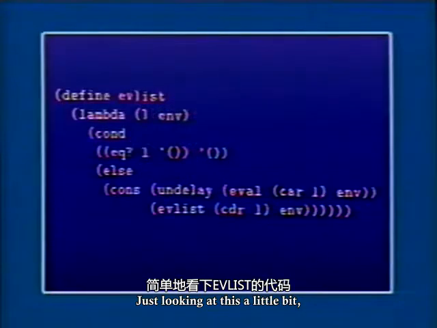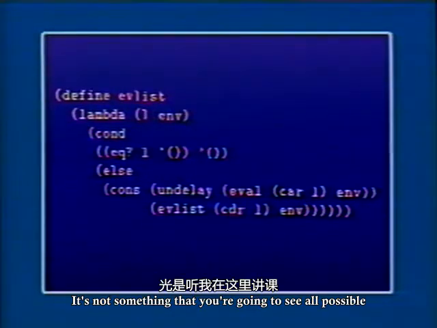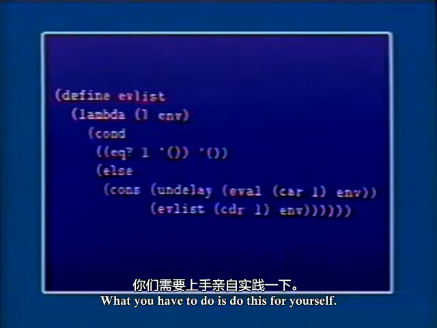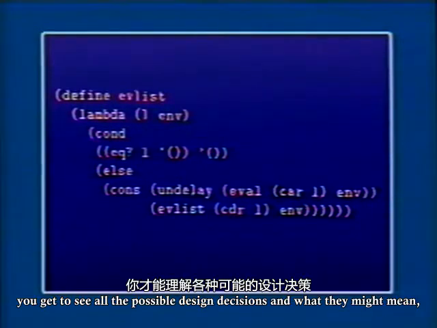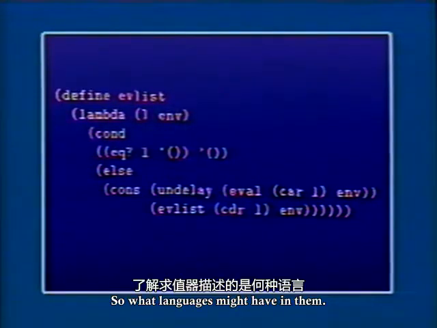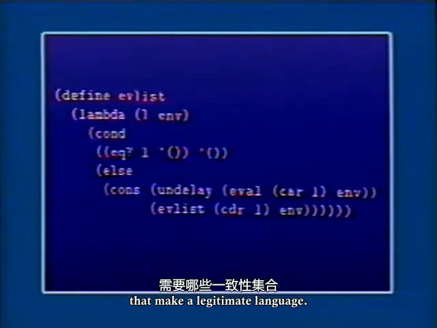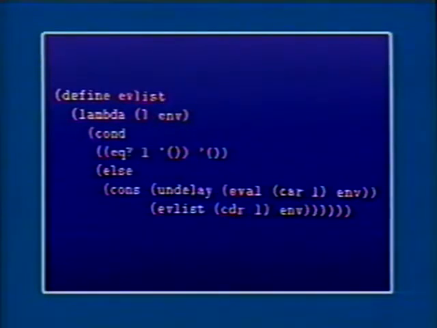Just looking at this a little bit, this is a game you must play for yourself. It is not something where you're going to see all possible variations with an evaluator talking to me. What you have to do is do this for yourself. After you play this a bit, you get to see all the possible design decisions, what they might mean, how they interact with each other, and so what languages might have in them. And what are the consistent sets that make a legitimate language, whereas what things are complicated kludges that are just piles of junk.